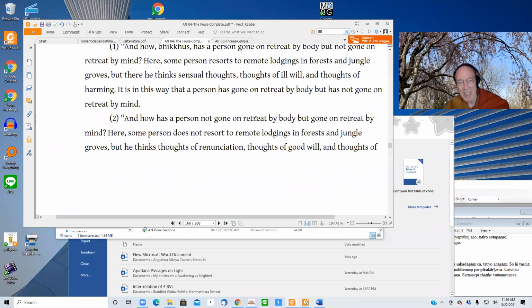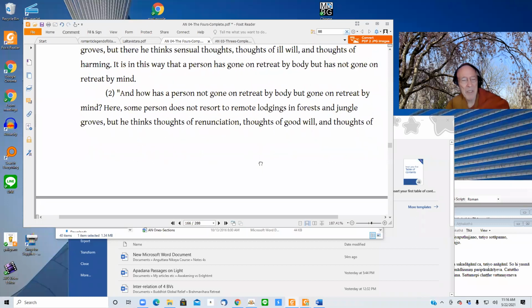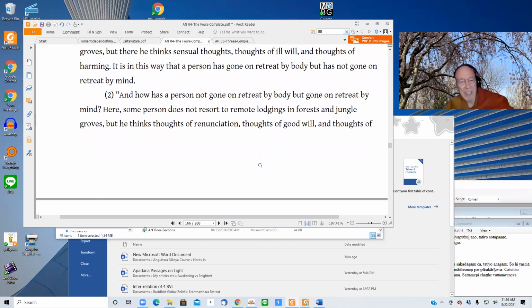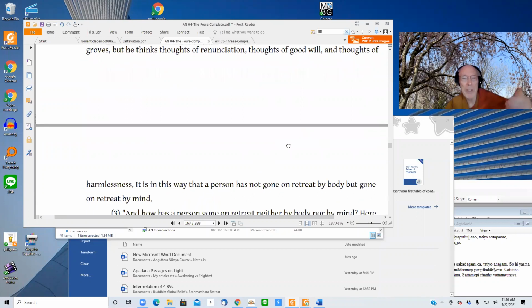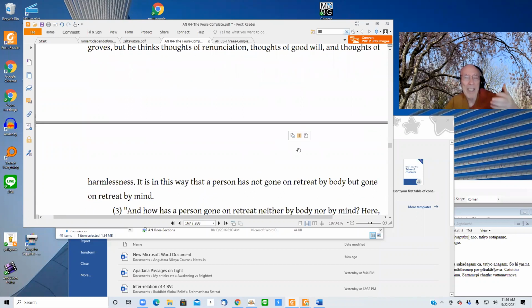A person doesn't go on retreat by body, but they go on retreat by mind. So they don't go out to remote lodgings in the forest, but they have thoughts of renunciation, goodwill, and harmlessness. I've known in Sri Lanka monks living in busy urban temples, where a lot of people are coming for devotional services, a lot of ceremonies are taking place, a lot of lay people visiting other monks in the monastery.